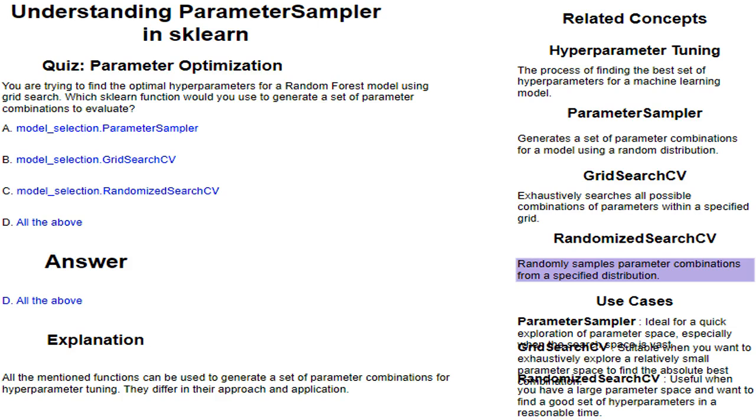Randomly sampling 10 combinations of n_estimators uniformly distributed between 50 and 500 and max_depth log-uniformly distributed between 5 and 20 for a random forest. From sklearn.model_selection import RandomizedSearchCV.